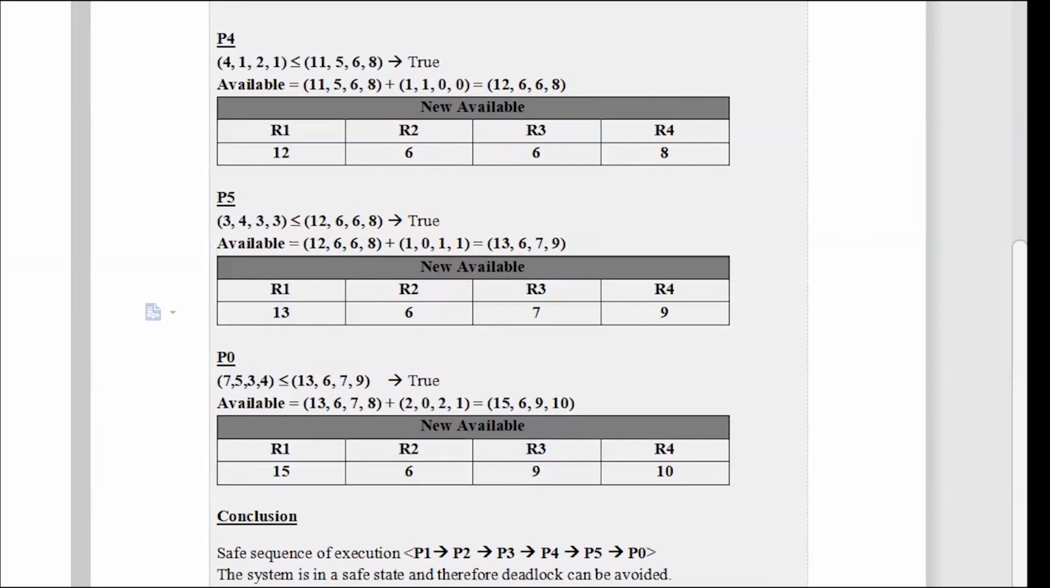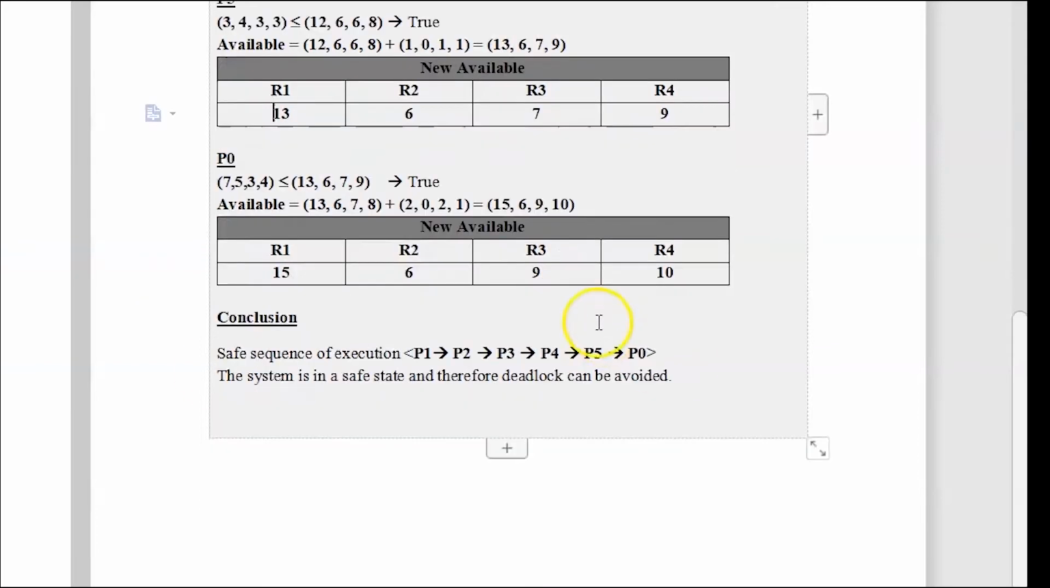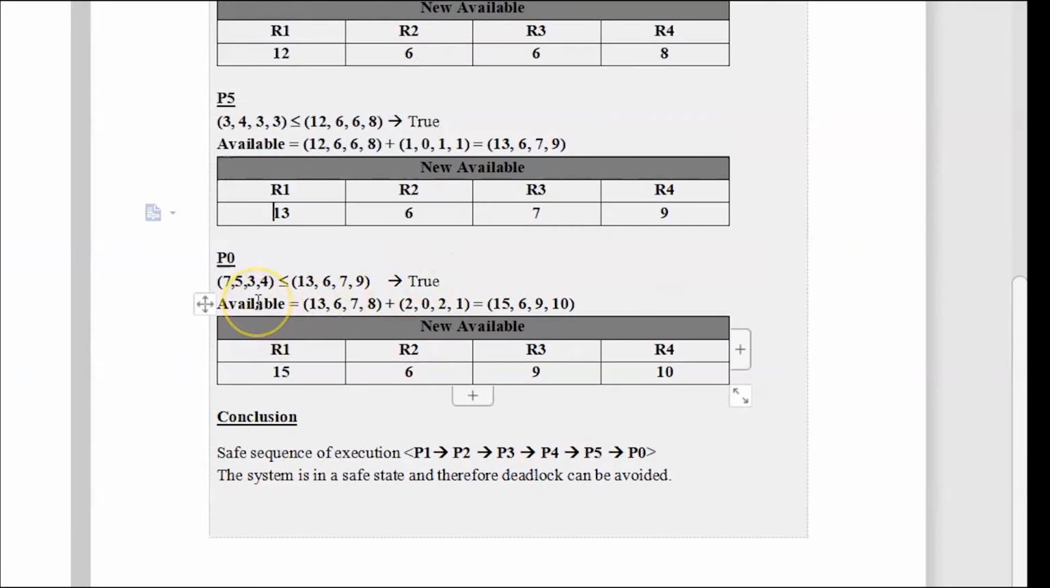But the question tells me to show that the current state is safe. So we need to move back to P0 and compare it with the P5 new available, the latest new available. Just now the first new available you could not compare because it was too small, but the new available you can compare because it is bigger already. You see, 7 is smaller or equal to 13, yes. 5 is smaller or equal to 6, yes. 3 is smaller or equal to 7, yes. 4 is smaller or equal to 9, yes. So it is true.